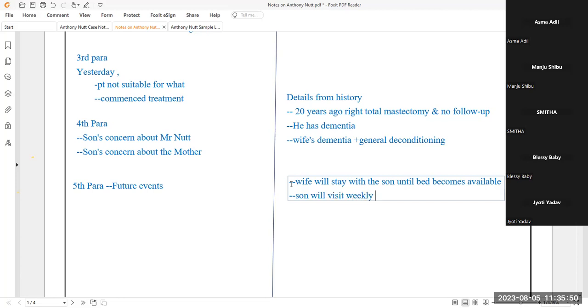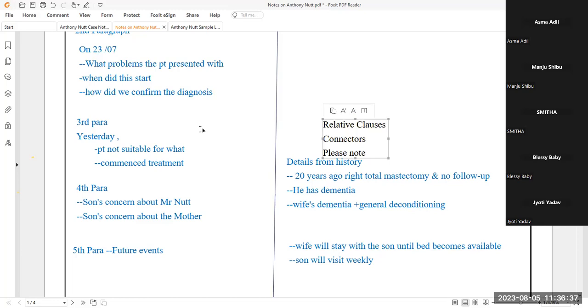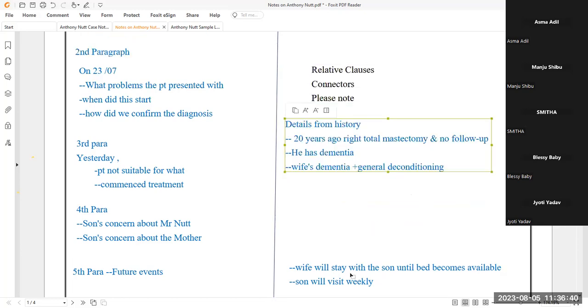So my question is, can we logically connect these things? To logically connect, you have relative clauses, connectors. I will give you the hints. You want to logically blend these details with the already remaining structure. So we have relative clauses, who, which, that, all those things. Then we have connectors of reason, connectors of result. You can use that. Then we have please note. So think about how you would logically blend these details into this structure.